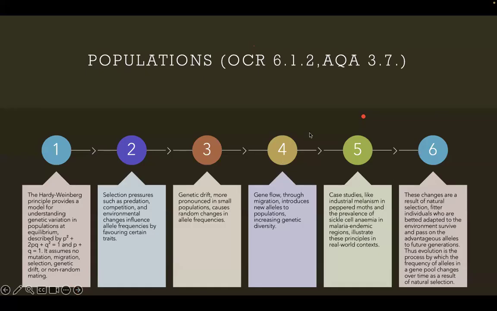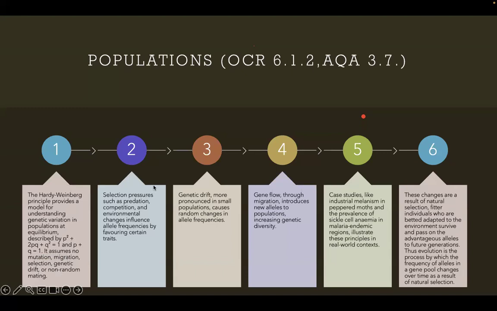Just for the sake of time, let's move on to populations, OCR 6.1.2 and AQA 3.7. And this is what we're mainly going to focus on. Point 1 here. We're mainly going to focus on Hardy-Weinberg, only because that's the main point that gets tested on. It's quite easy to test. It's testing your maths, it's testing your understanding. And you need to remember that with Hardy-Weinberg, it assumes no mutation, migration, selection, genetic drift, or non-random mating.